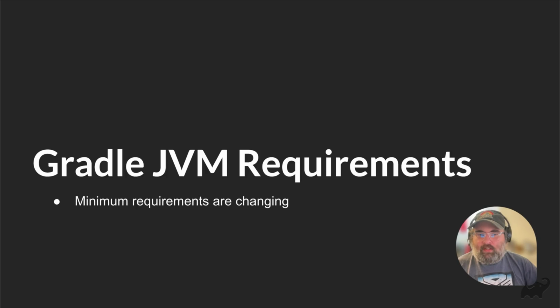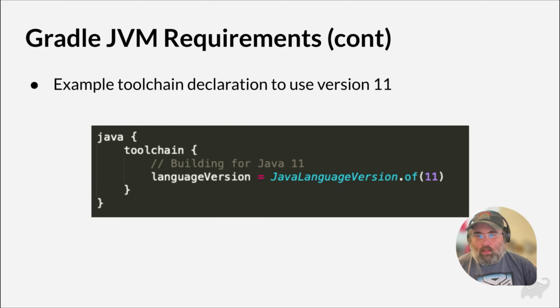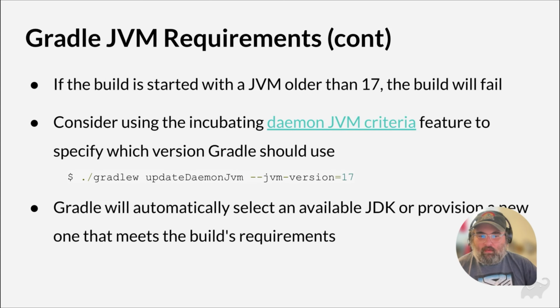We're also making changes to the minimum requirements for running Gradle builds. In Gradle 9, the Gradle build process, or the daemon, requires Java 17 or newer. Gradle still supports running compilers, tests, and workers all the way back to version 8. You can select different versions using JVM toolchains. Here's an example configuring a build to use Java 11. This means that the Gradle process itself will use Java 17 or newer, and the compiler will be using Java 11. If you try using an older version, Gradle will fail to start the build and tell you to switch to Java 17.